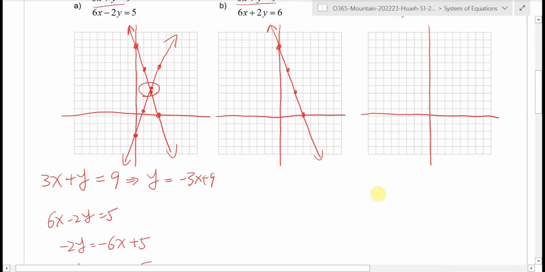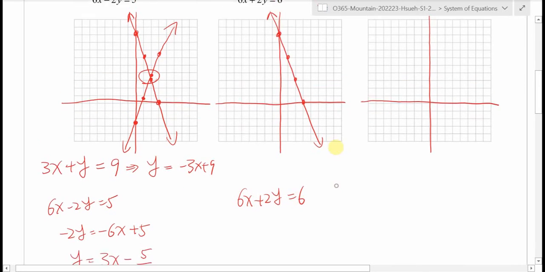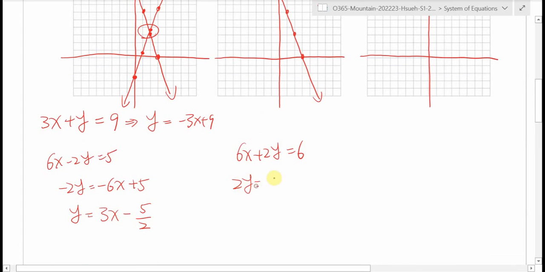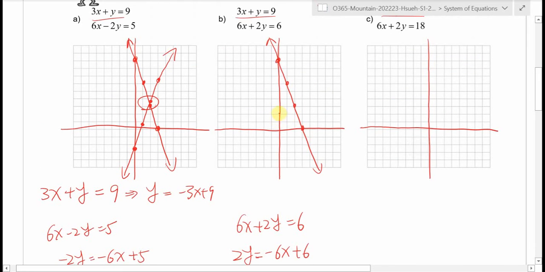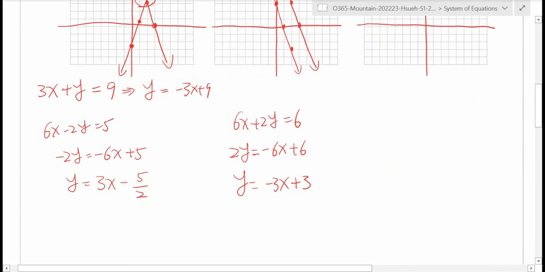Now for the equation, we have 6x plus 2y equals 6. Moving 6x to the right, we get negative 6x plus 6, and then divided by 2, we have negative 3x plus 3. So positive 3, 1, 2, 3 here. The slope is negative 3. Again, I'm going to go down 3 and 1 over, down 3, 1 over, and there is my line. Notice how they are not going to intersect. There is no solution in this case. In the previous case, there is a solution.